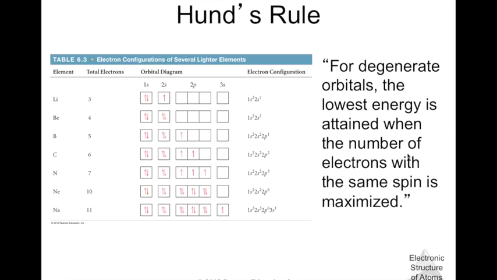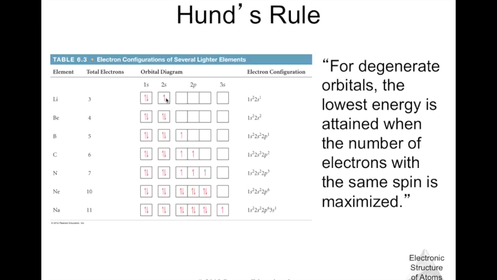For Hund's rule, the degenerate orbitals, the lowest energy is attained when the number of electrons with the same spin is maximized. Who cares, right? This becomes important when you talk about where the electrons are going. So as we move from element to element, how they get filled. Basically, because of Hund's rule, as you're moving from lithium to beryllium to boron to carbon to nitrogen, you see you're adding electrons.